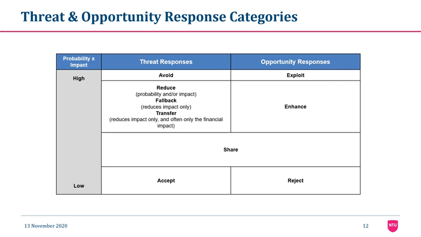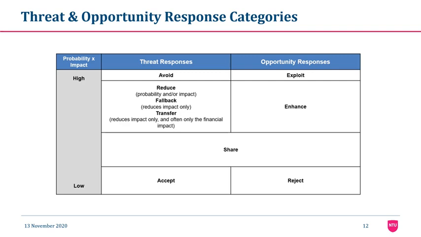Avoid means we take actions so that the threat no longer has impact or can no longer happen. Reduce or mitigate means we reduce the probability of the risk or reduce the impact if the risk does occur. Fallback means there is a plan of actions that would be done if the risk occurs. For example, we can have a contingency plan. Transfer means transferring the financial risk to another party, for example, insuring the project.